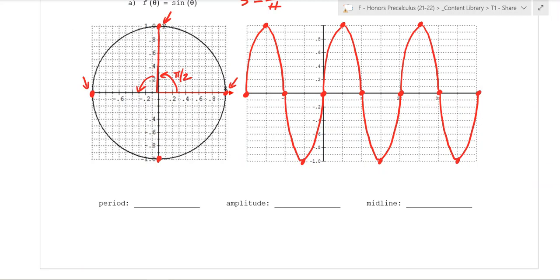So when you're graphing the sine function, what's the period going to be? Well, it repeats itself every 2 pi. The amplitude goes all the way up to 1. That's the distance from the midline, in this case the x-axis, to the highest or lowest points. And then the third point is, what's the midline going to be? Well, that's just the x-axis, y equals 0.